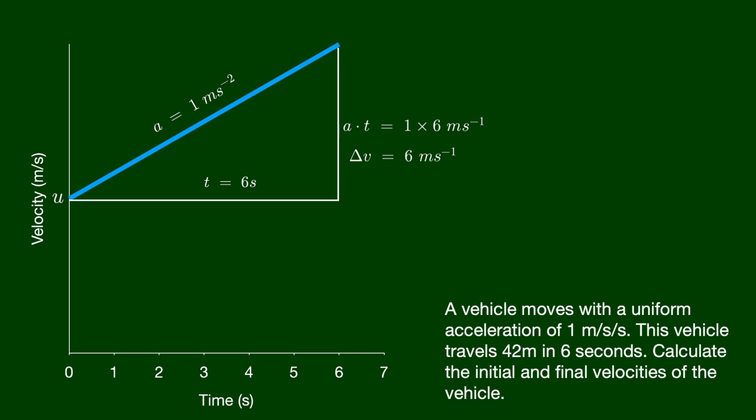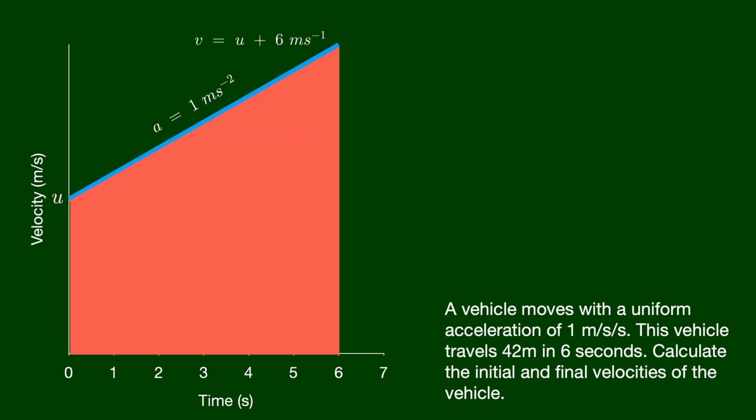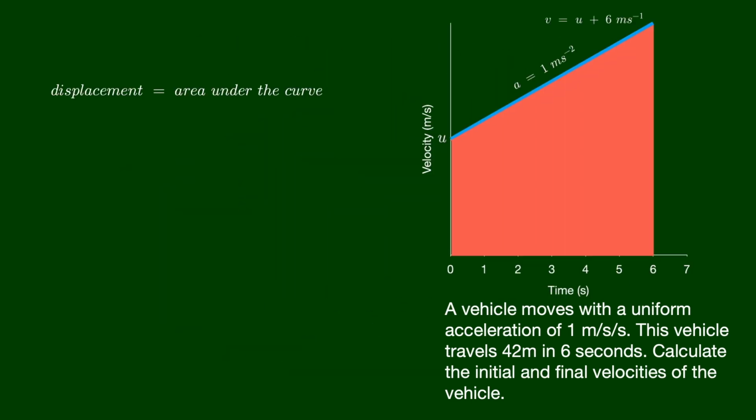We can calculate the change in velocity by taking the gradient of the line and time. This is shown in the graph as 6 meters per second. Now we can calculate the final velocity by adding the initial velocity U to the calculated velocity. This is shown in the graph. The displacement of the vehicle is given by the area under the curve. We can write an expression for the displacement using the formula that we derived for the final velocity and U. This is shown on the screen. We can substitute the values for each parameter, as shown on the screen.